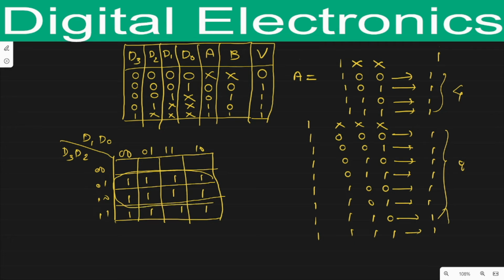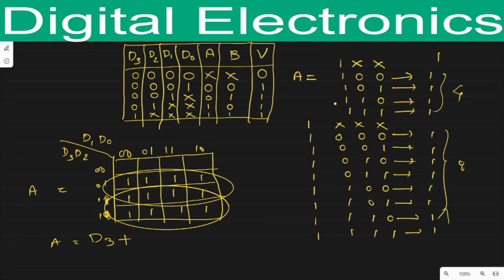When we group these inputs, the first grouping that is possible is this one. What will we get from this grouping? Here we have 0 0, 0 1, 1 0 and 1 1, so we will get D3.